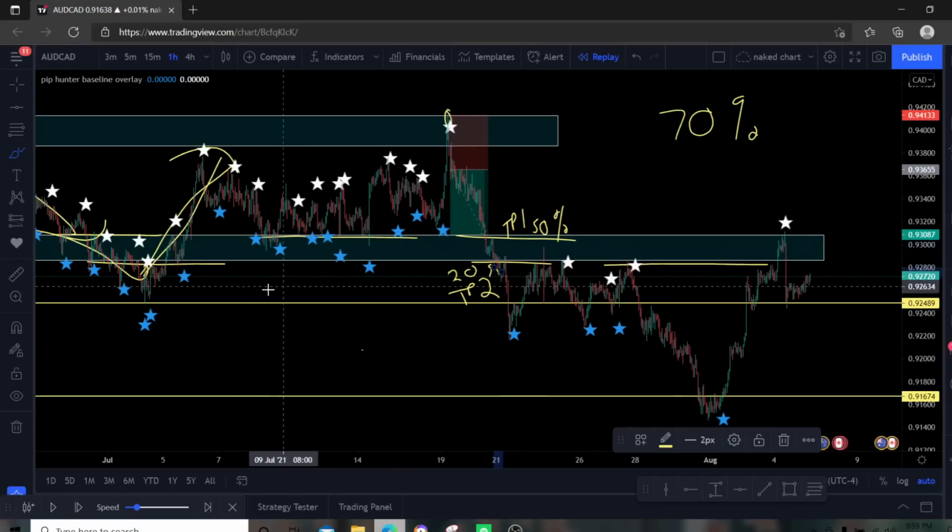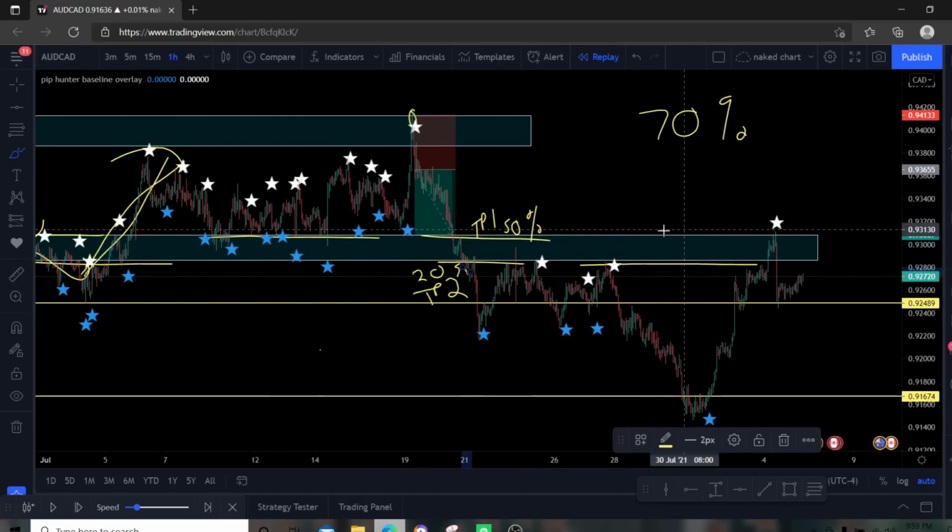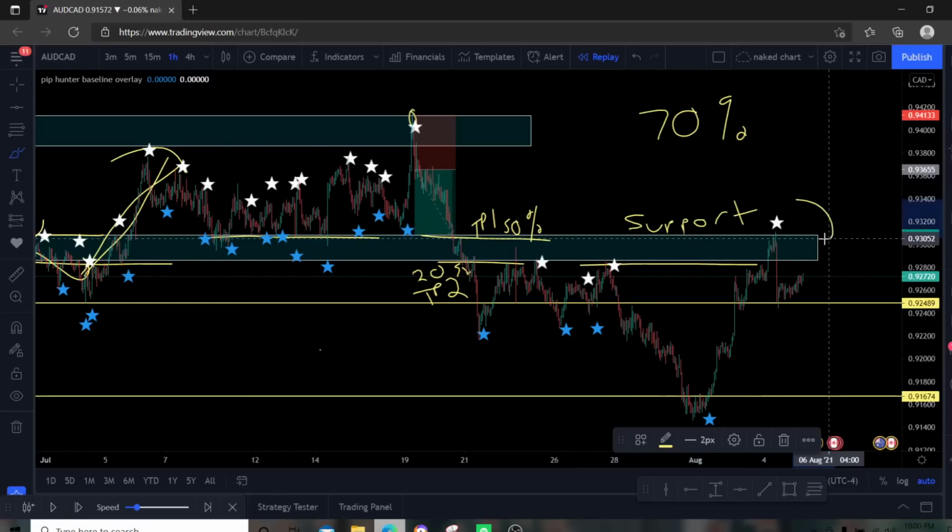What happens here, and I want you guys to understand this, is something you guys are messing up. Your previous area that was support, I'm sorry for my horrible handwriting, your previous area that was support is now going to become your new resistance. So this is your new resistance now. What was support is now becoming resistance.